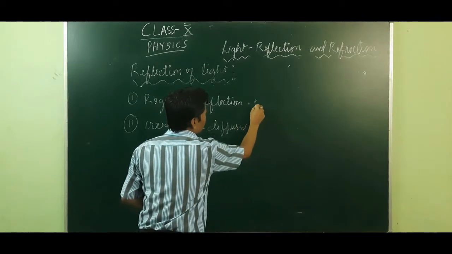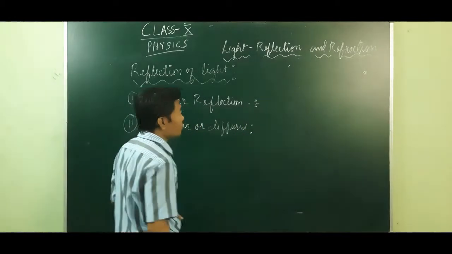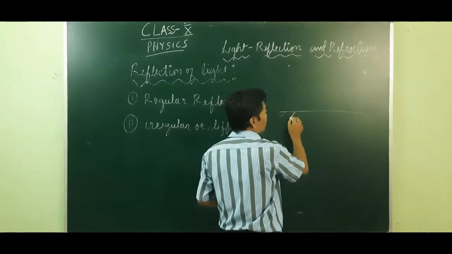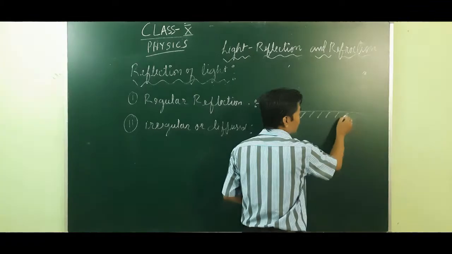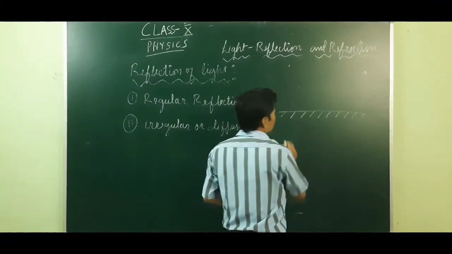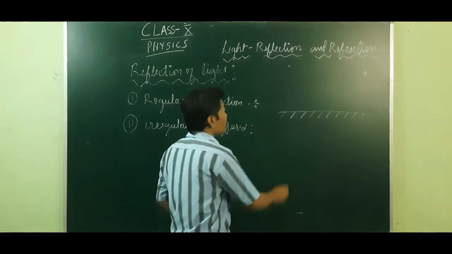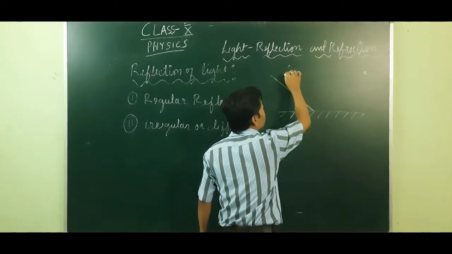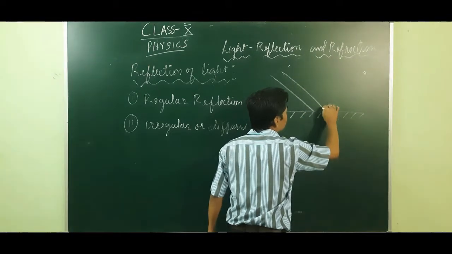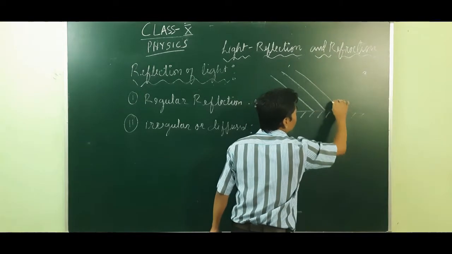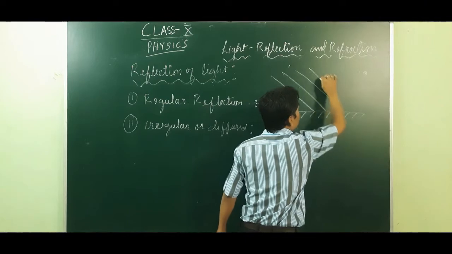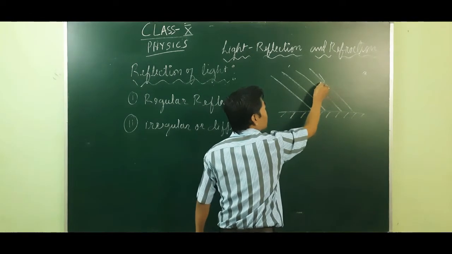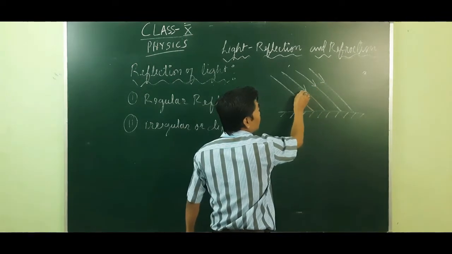So what is the regular reflection? See, let's take an example. This is a reflecting surface, okay? Let's take any example of a reflecting surface or any object. When a beam of parallel rays falls on this surface, this is the ray which falls on this reflecting surface.